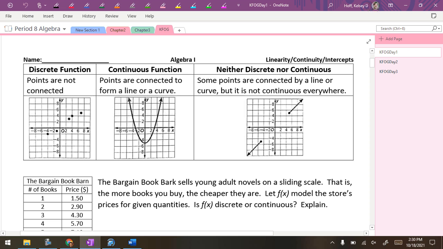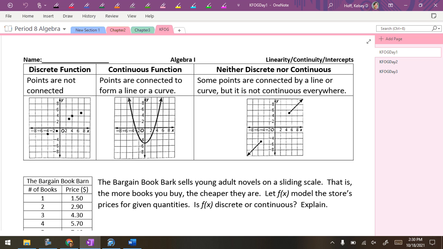All right? We have 3 different types of functions. We can have a discrete function, we can have a continuous function, and we can have one that's neither discrete nor continuous. A discrete function are just random points on your graph. They are not connected. Continuous functions are points connected to form a line or a curve.